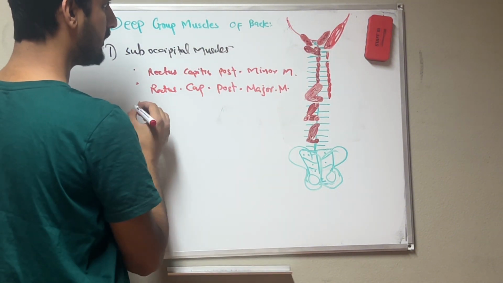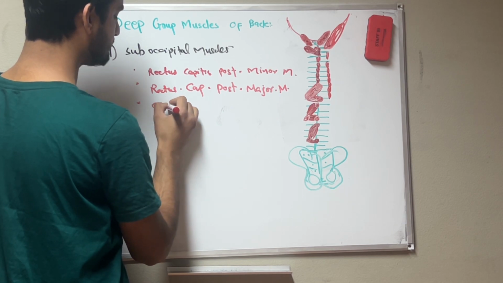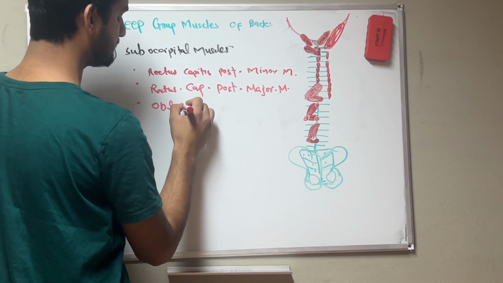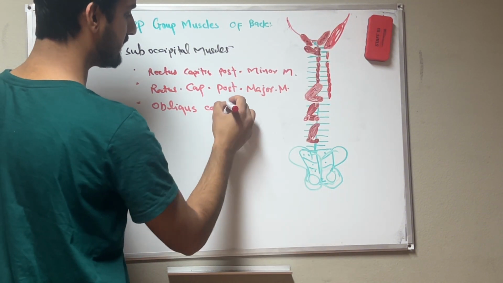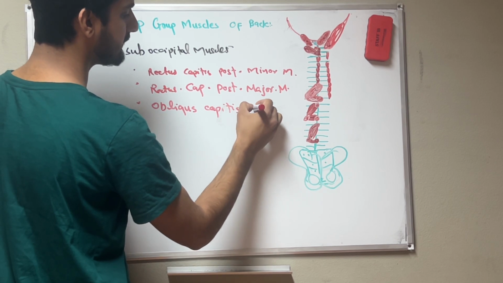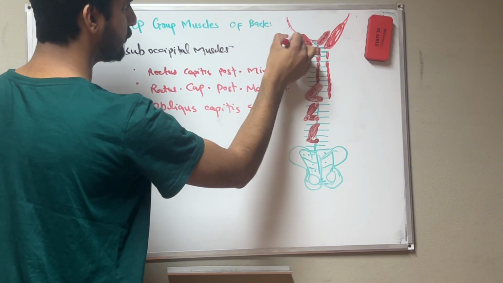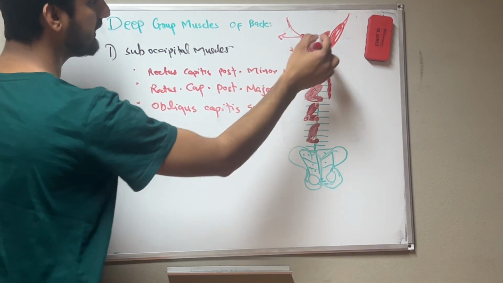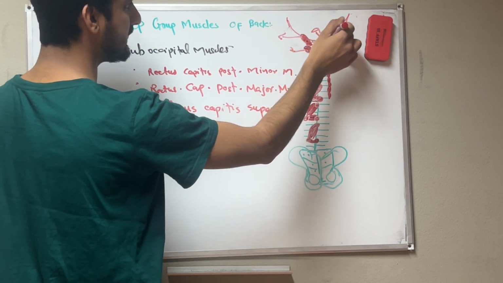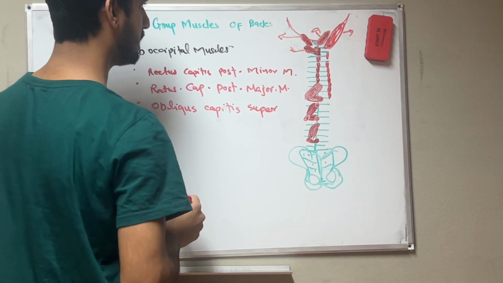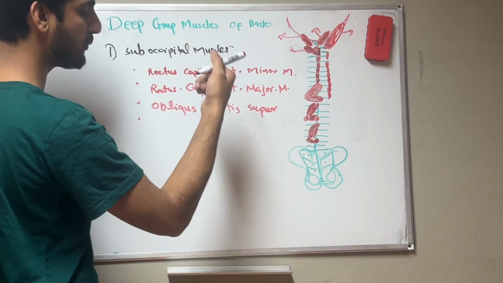Then we have obliquus capitis, because we are talking about the capitis region, that's why capitis, superior. This one is superior and this is the inferior one. And this is rectus capitis posterior minor, and this is rectus capitis posterior major muscle. In the capitis region, these four muscles are the suboccipital muscles in the deep group of muscles of the back.